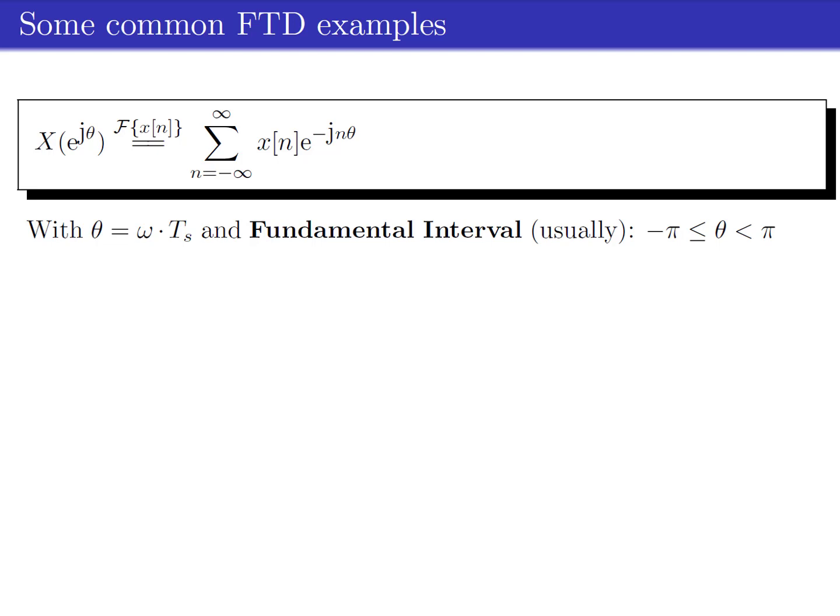The relative frequency θ is dimensionless and related to the absolute frequency ω by θ = ωTs. The frequency representation X(e^{jθ}) is periodic, which is denoted by representing the function variable θ as an exponent. Only one period of the frequency representation is relevant. Usually, one uses this so-called fundamental interval, θ in between minus and plus π.